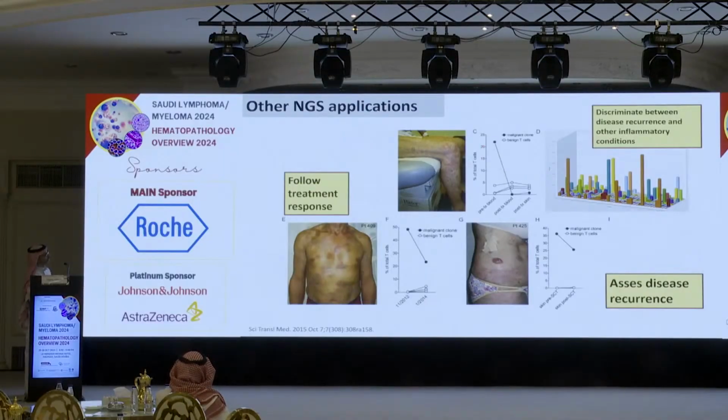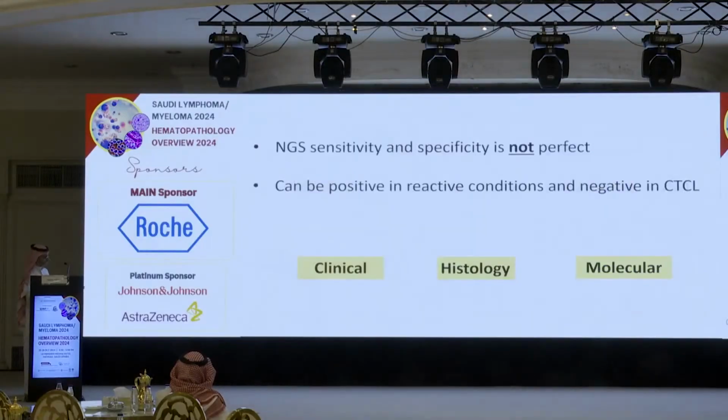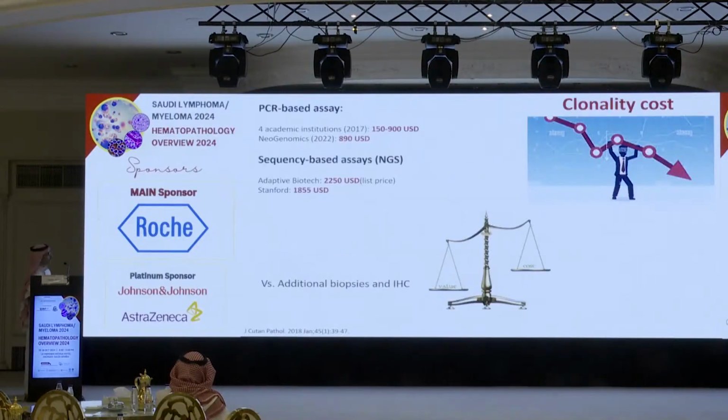Another application of NGS is discrimination between disease recurrence and other inflammatory conditions, like the drug rash that we talked about, due to medication used for treatment, to assess disease recurrence and follow up response. Again, just to emphasize, we have to put everything together. Then we have to weigh cost effectiveness. Is it really cost effective to do these expensive molecular tests, or take additional biopsies, do immunostains, and follow up the patient? So we put things together according to our setup.